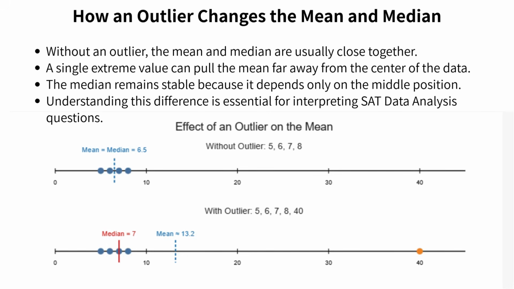Let's take a closer look at how a single outlier can dramatically change the center of a dataset. In the upper dot plot, we have the values 5, 6, 7, and 8. They are tightly grouped, and both the mean and the median sit around 6.5. Because the values are balanced on both sides, the mean and median align closely, showing a stable center.